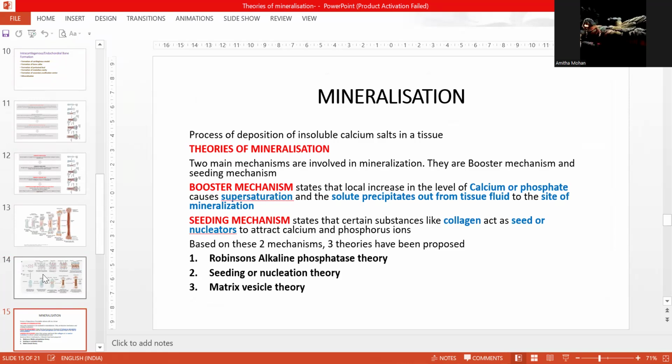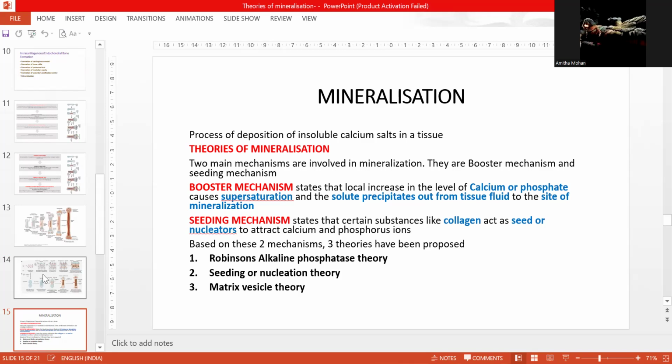Now coming to mineralization, the process of deposition of insoluble calcium salts in the tissue is called mineralization. There are two main mechanisms involved in this process: the booster mechanism and the seeding mechanism. The booster mechanism states that a local increase in the level of calcium or phosphate causes supersaturation, resulting in the precipitation of the solute from the tissue fluid to the site of mineralization.